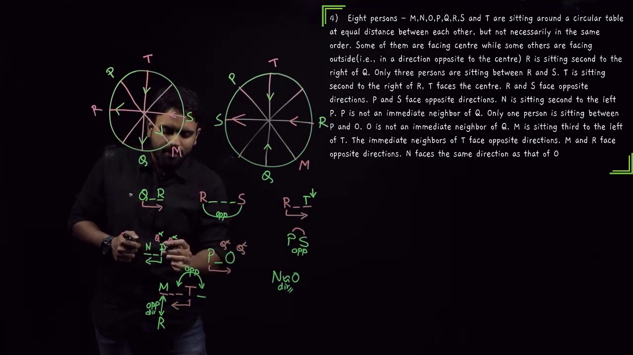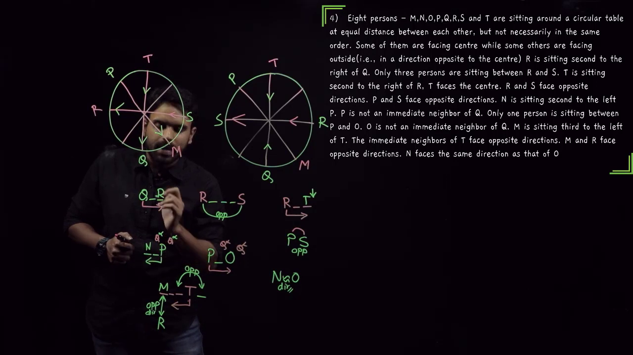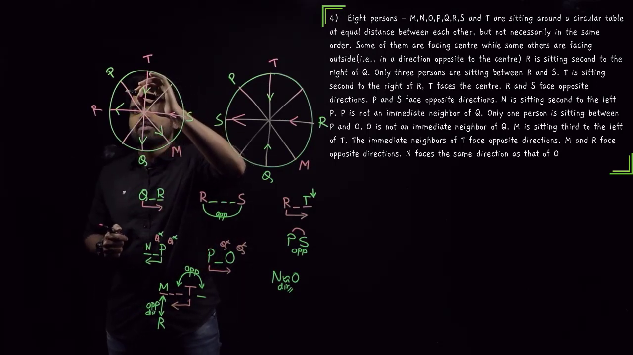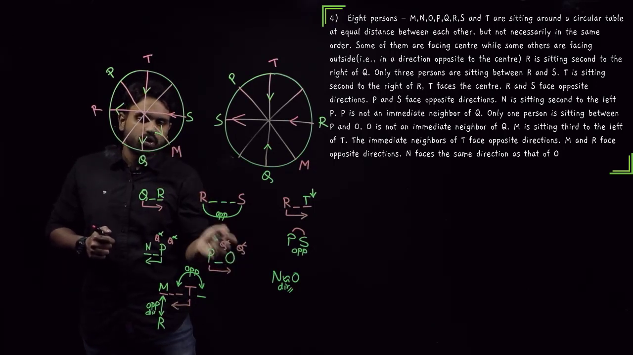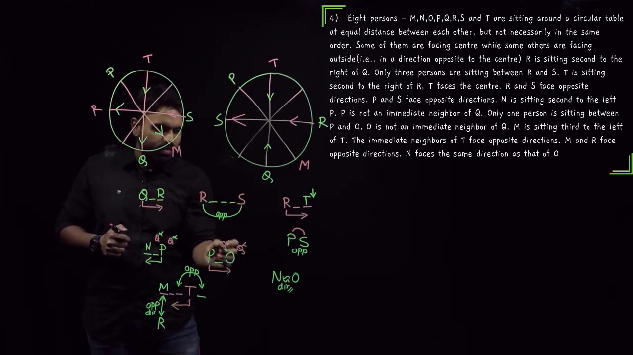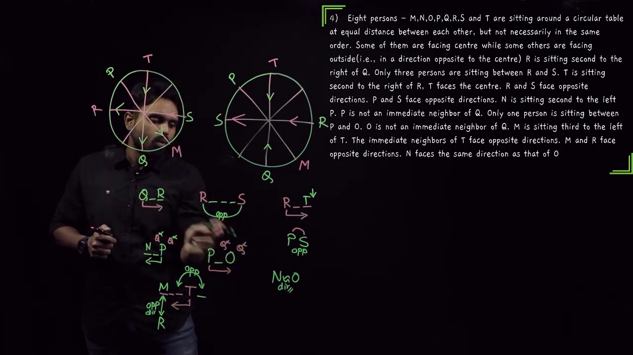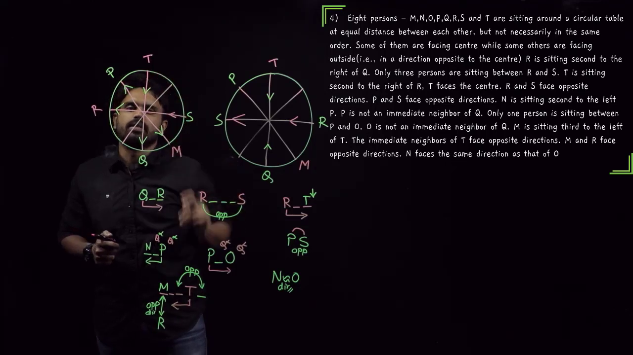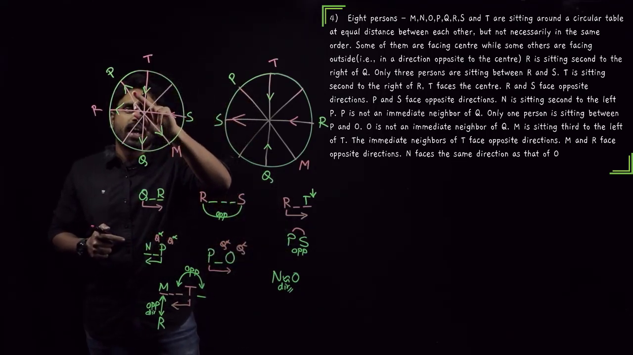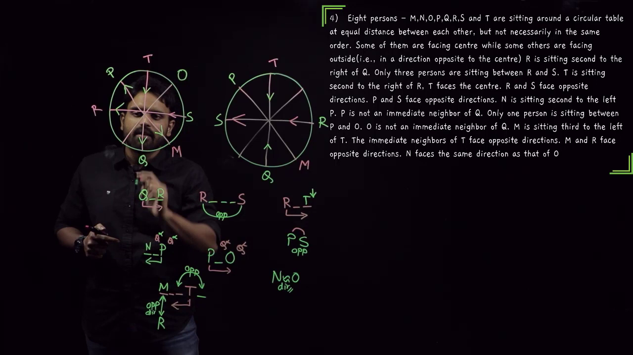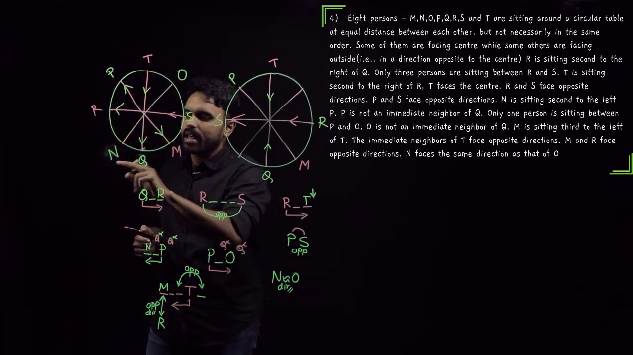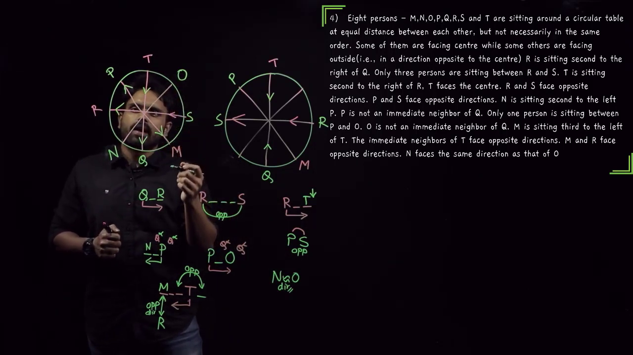So now, to the left of P, N should be there. If N is facing inward, this will be its right, and second to the right, O should be there. Can my O come here? Wait, is there any condition which prevents it? Yes. O cannot come next to Q. So my P has to face outwards, and to the right I'll have O. And if I have O here, second to the left I'll have N. Now, moving ahead. Okay, it is done.